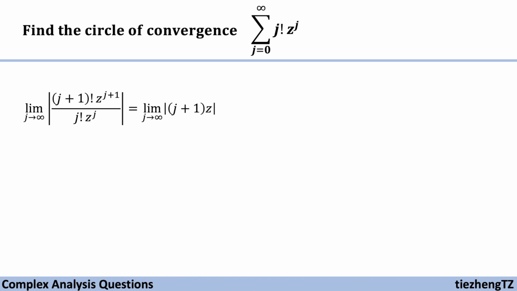Unlike the other two examples we have already introduced, this time the parameter right ahead of z is j plus 1, and we know when j approaches infinity, j plus 1 also approaches infinity. This is not an exact number, so in this case, the radius of the circle of convergence for this function is 0. We can also say it converges at z equals 0, and that's it.